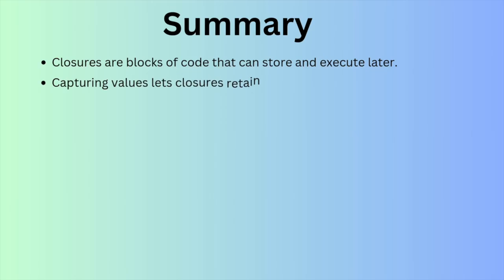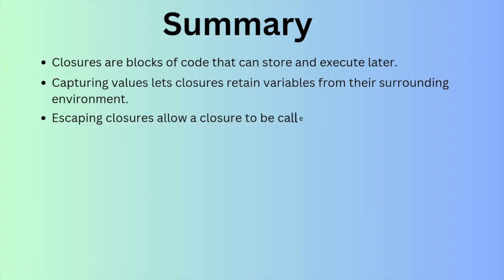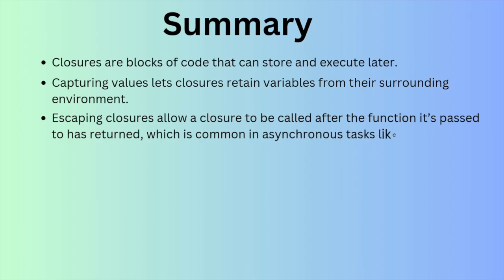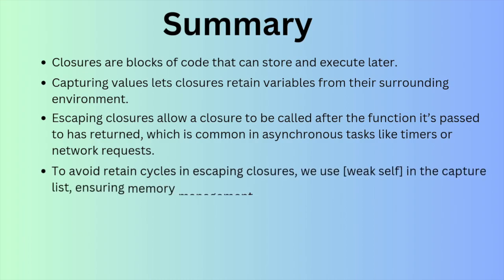Capturing values lets closures retain variables from their surrounding environments. Escaping closures allow a closure to be called after the function it's passed to has returned, which is common in asynchronous tasks like timers or network requests. To avoid retain cycles in escaping closures, we use weak self in the capture list, ensuring memory management stays under control.